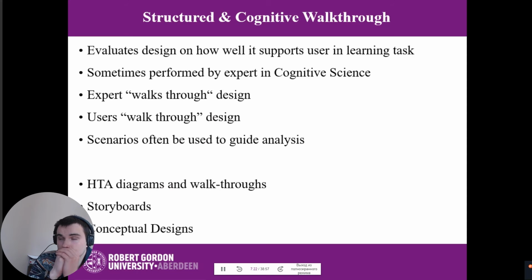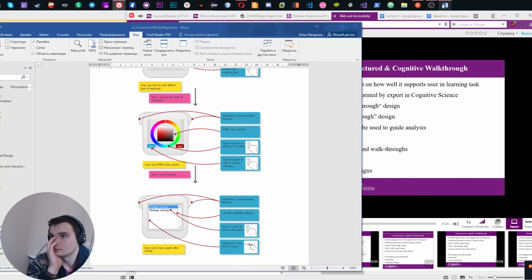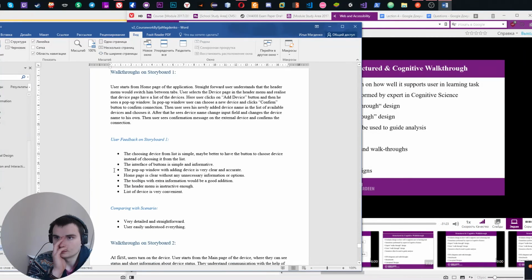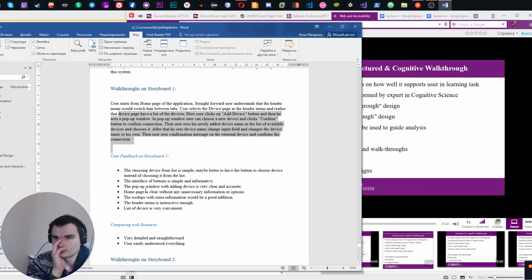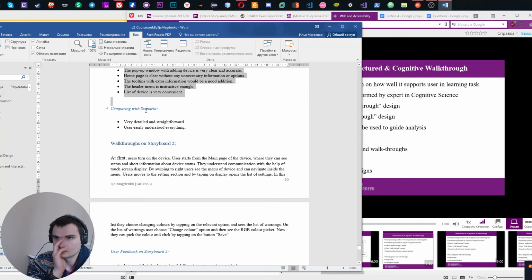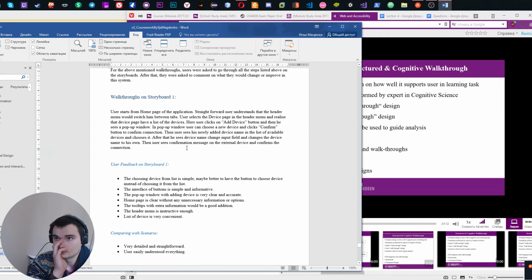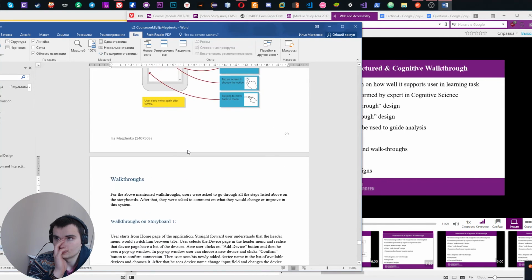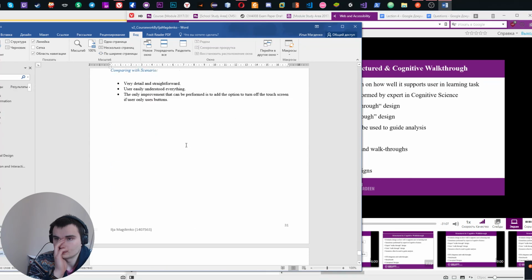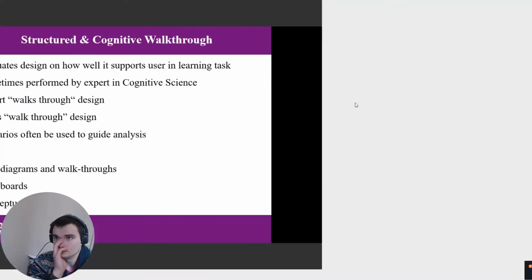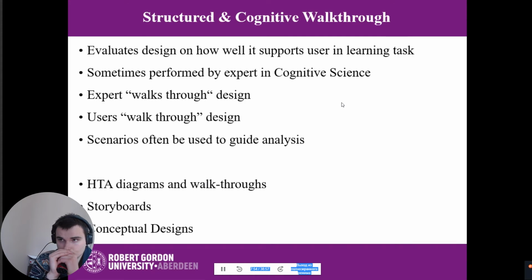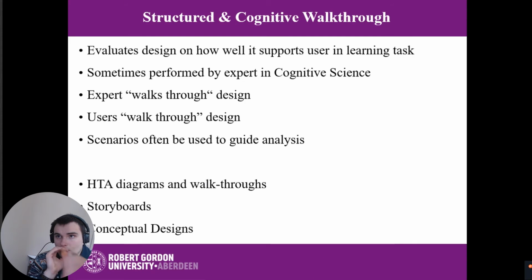So, like I was saying, I briefly introduced you to this, which is that you've got structured and cognitive walkthroughs. These terms are confused all the time. Structured walkthrough just means being systematic, okay? And walkthrough simply refers to looking at something step by step, okay? For example, it is really useful for looking at how well a design supports users in learning the tasks, okay? Learning how to do something that's going to be done in the interface.